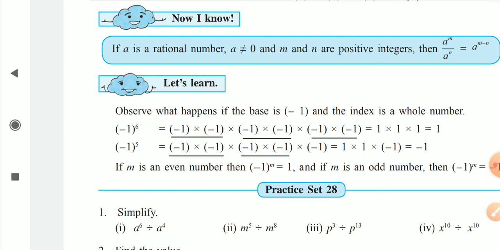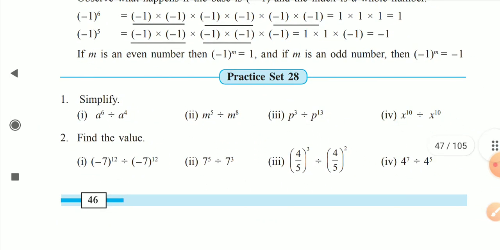So for practice set 28, you have to solve only a few examples, that is, simplify and find the value. Find the value means whatever the answer is, just find its value. For example, if the answer comes 2 square, then 2 square is 4, that you have to write.